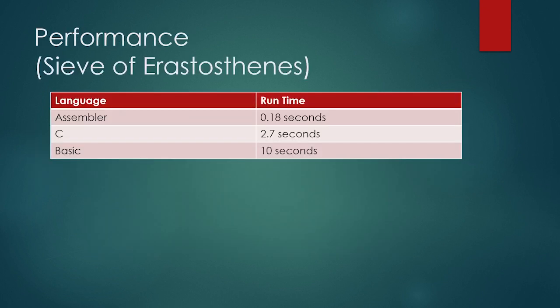So let's take a little look at the performance of C. And here's the standard benchmark. You see that assembler takes 0.18 seconds, C takes 2.7 seconds, and BASIC takes 10 seconds. So C is a lot faster than BASIC, which is a representative of other high-level languages. Assembler still beats it because a human carefully handcrafting assembler can still beat most compilers, but it takes quite a talented, good assembler programmer to be able to beat a modern compiler.